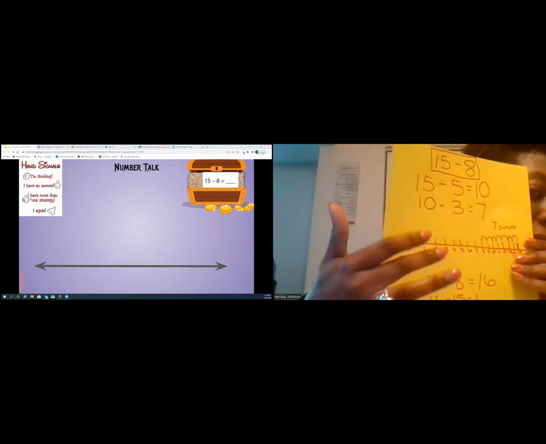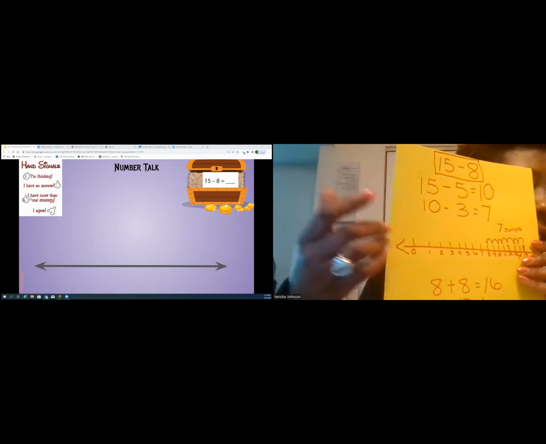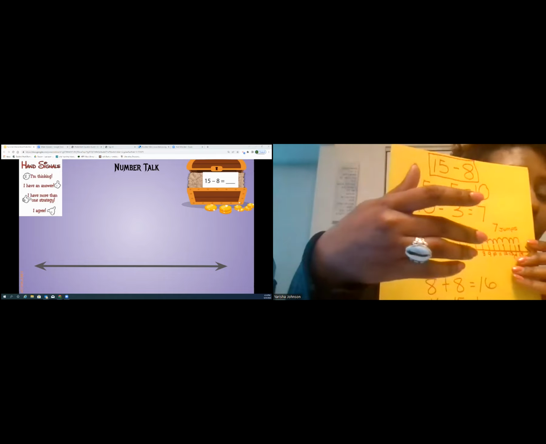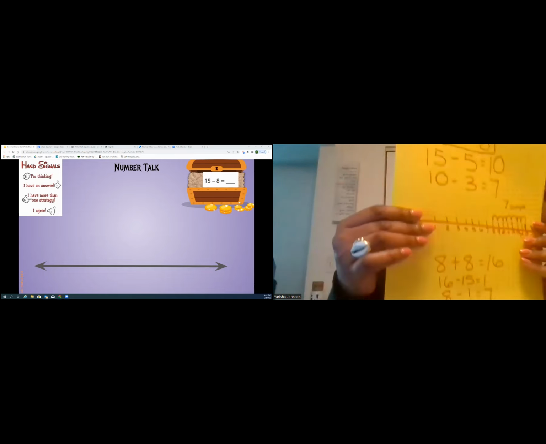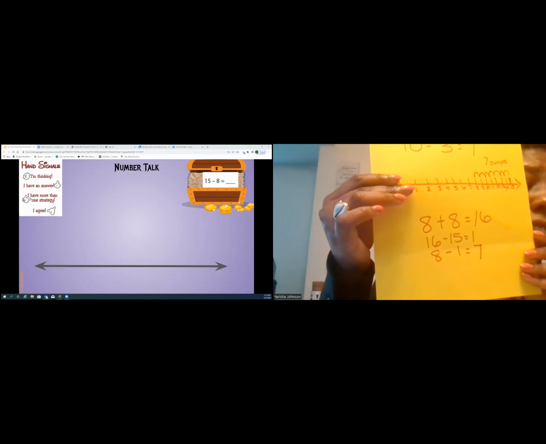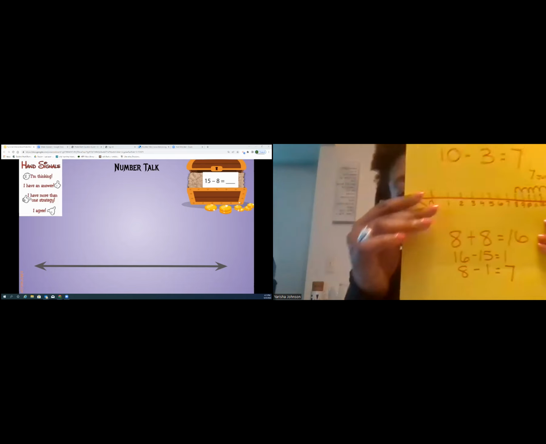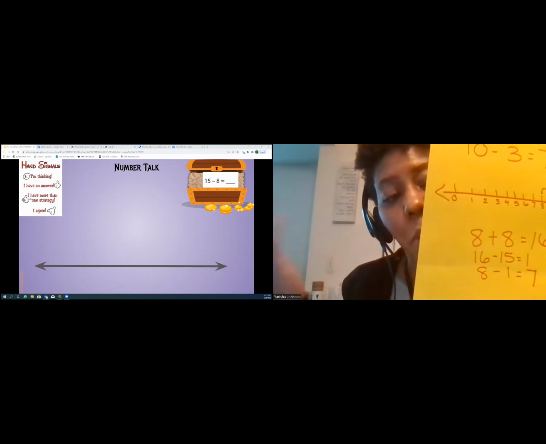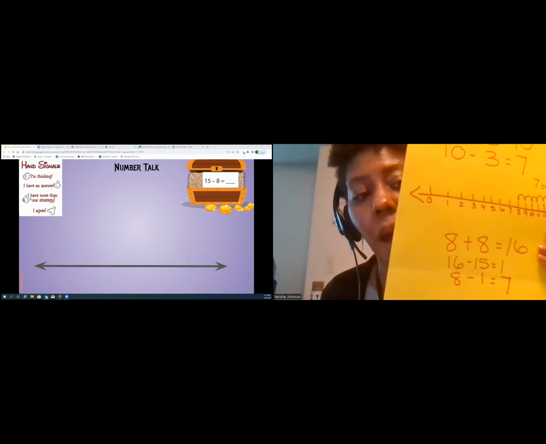If I started at 8 and jumped up 7 spaces, or if I started at 15 and went back to get to the 8, I would get those 7 spaces. And then I also thought about the strategy that was shared by, I think that was Stephanie, right? I also thought about, okay, 8 plus 8, I know my doubles, and then how can I use that to help me solve this problem?